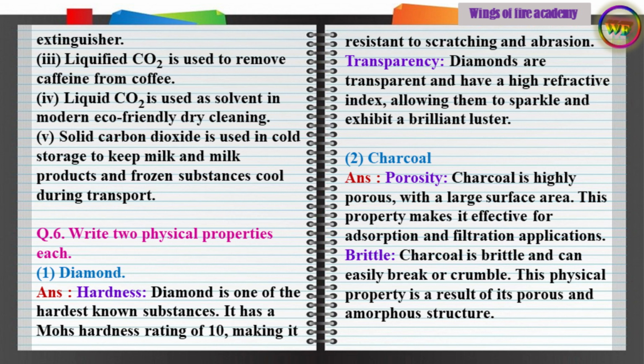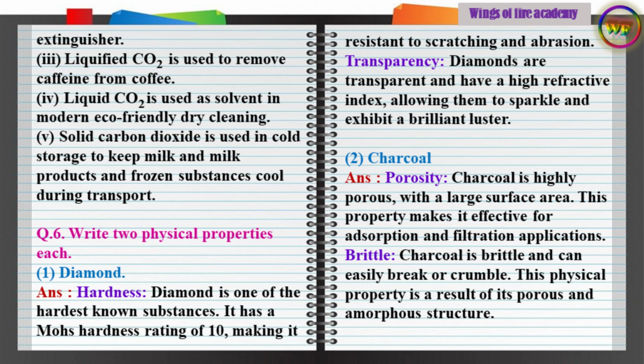1. Diamond. Answer. Hardness. Diamond is one of the hardest known substances. It has a Mohs hardness rating of 10, making it resistant to scratching and abrasion. Transparency. Diamonds are transparent and have a high refractive index, allowing them to sparkle and exhibit a brilliant luster.